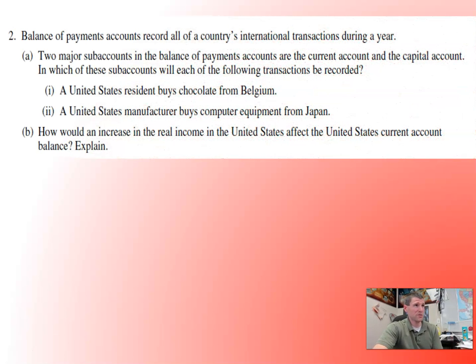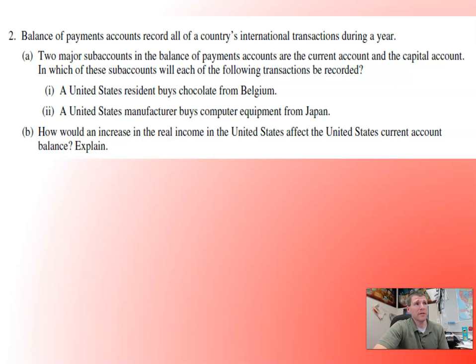Moving on. Here's an actual FRQ that was used in a past test. Balance of payments accounts record all of the country's international transactions during a year. Two major sub-accounts in the balance of payments accounts are the current account and the capital account / financial account. In which of these sub-accounts will each of the following transactions be recorded? A United States resident buys chocolate from Belgium. Would that be in the financial account or the current account? Answer, current account, because you're talking about goods that are being traded here. A United States manufacturer buys computer equipment from Japan. Again, this would be current account, because we're talking about the movement of actual goods and services between countries.